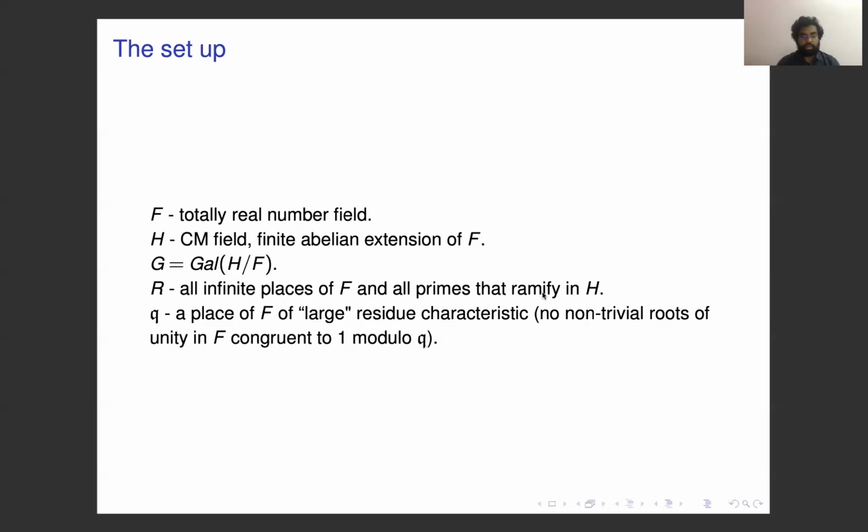So what does large enough mean here? It means that if I take all roots of unity in F congruent to 1 mod Q, then that set is a singleton. Only one is in there. So such a thing, of course, always exists. And the precise choice of Q is not very important, as you will see. But we need it to make all the statements integral as we need them. Okay, so this is the setup. We have H over F, a finite abelian CM extension with Galois group G.